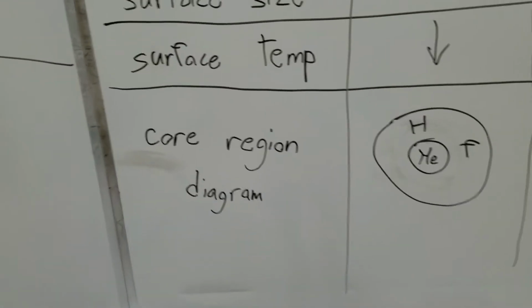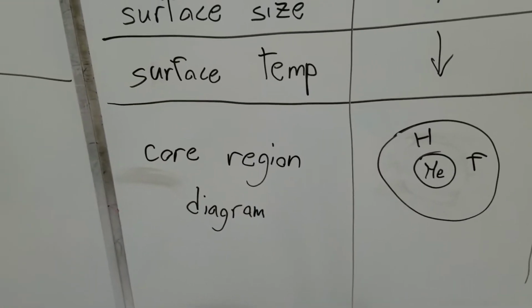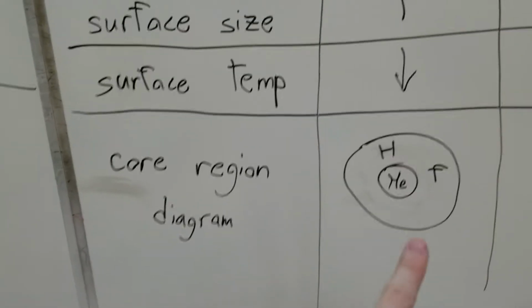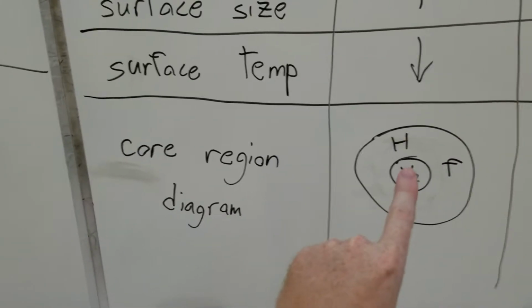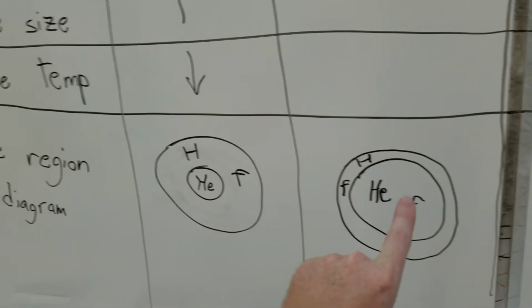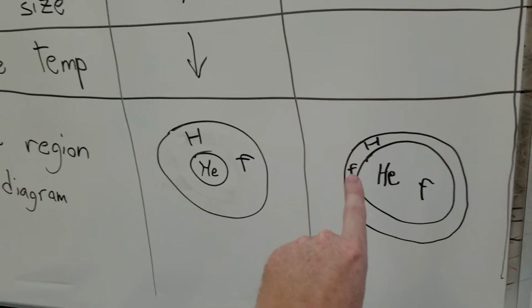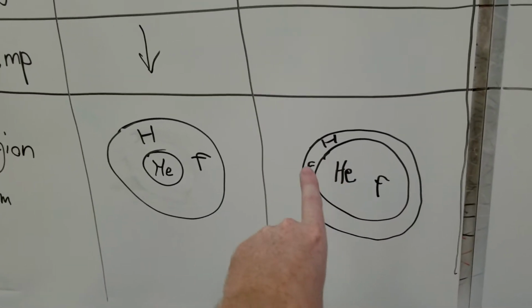It's way harder to fuse helium than it is hydrogen because helium is a bigger element. The bigger the element, the harder it is to fuse. So that helium does not fuse in the red giant stage. But as soon as it gets hot enough, we move into the next stage where the helium in the core is fusing. We still have the hydrogen shell around it fusing, but the helium is now fusing too. So we have two things fusing in this next stage, which is called the horizontal branch.